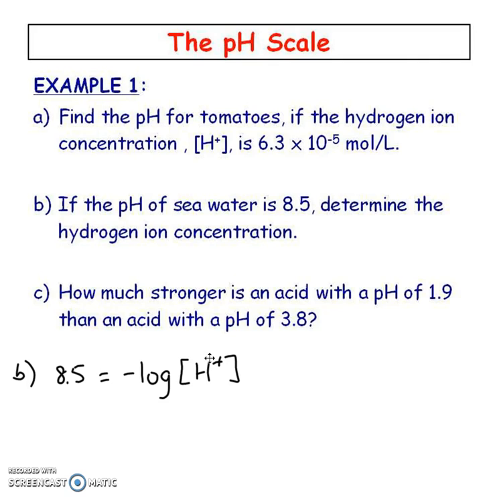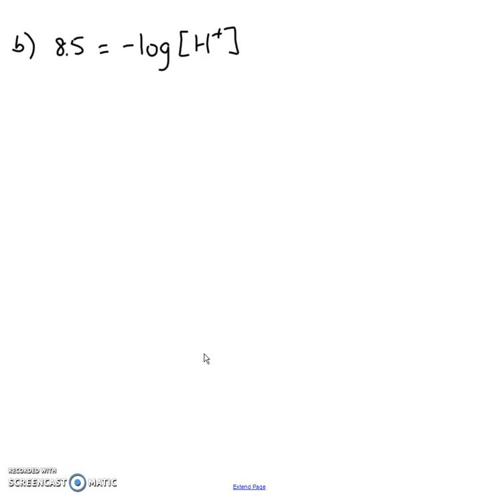Okay, so the thing is, your goal is to get H by itself, and I have seen so many people try to divide a negative log out and bring it to the other side so that H could be isolated. You cannot do that, okay? Try it on your calculator. It's going to say that there's an error. It's just going to be confused. So let's show you this on a separate slide.